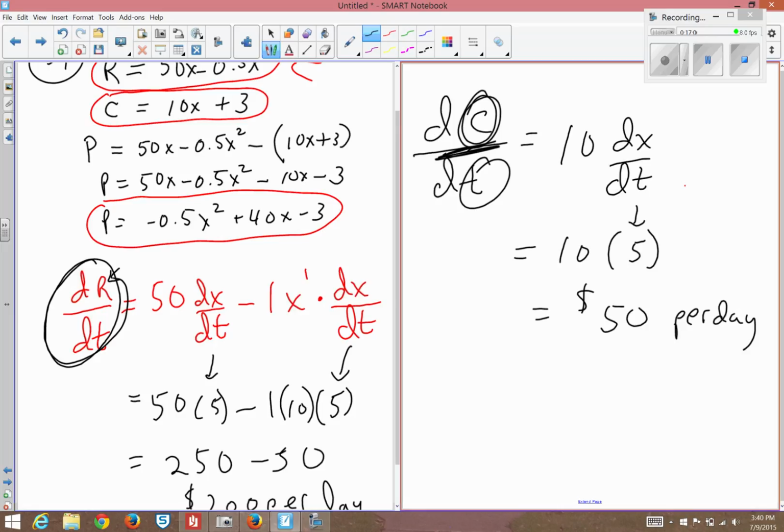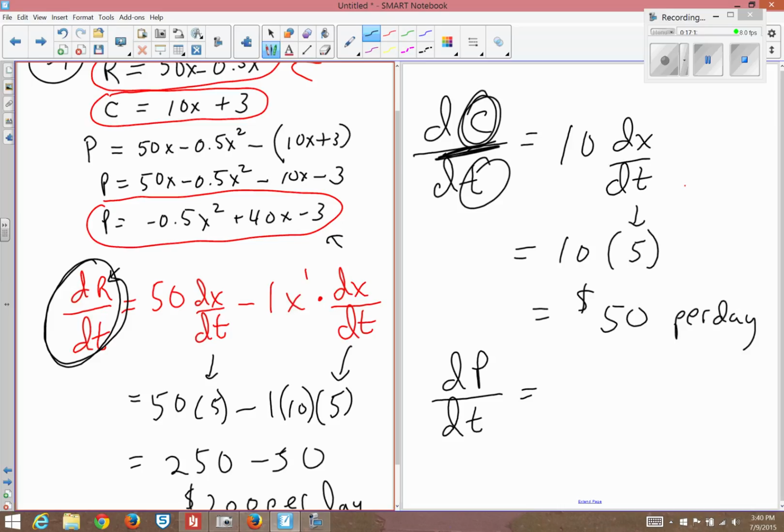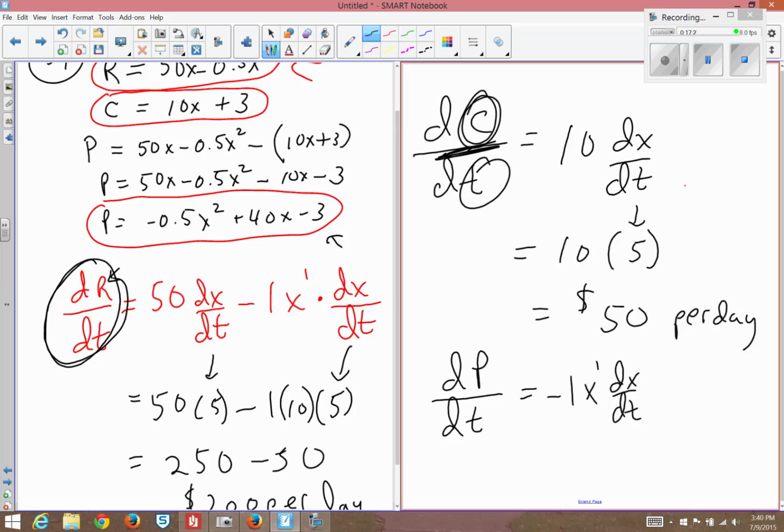And it also says find the rate of change of the profit. The rate of change of profit means the derivative of the profit with respect to t. So here's the profit here in this red circle. The derivative is this number 2 times this number, negative 0.5, that's negative 1, times x to the first power, times dx/dt. The derivative of 40x is 40 times dx/dt, and the derivative of negative 3 is 0.